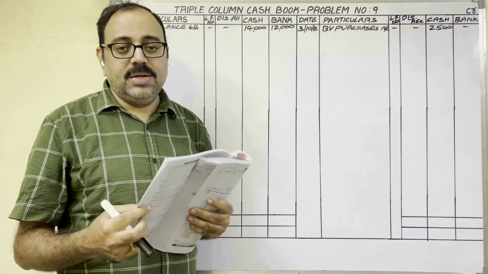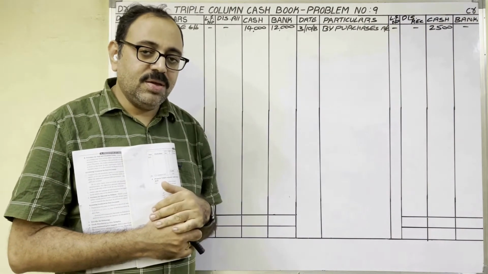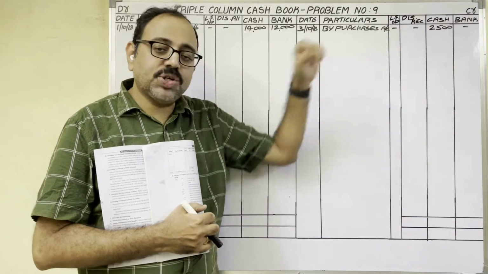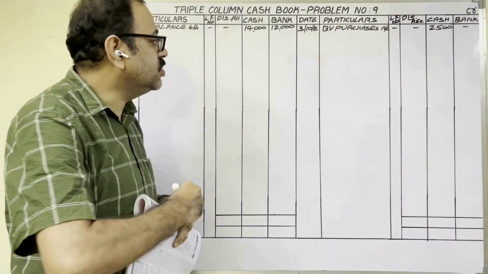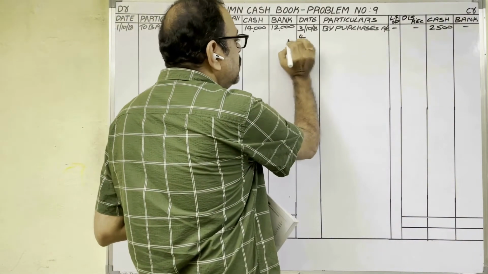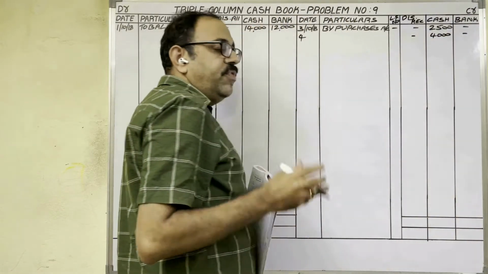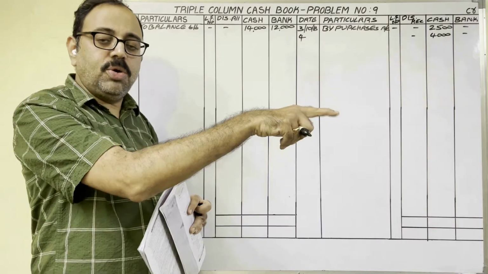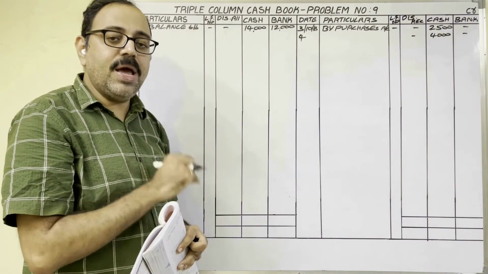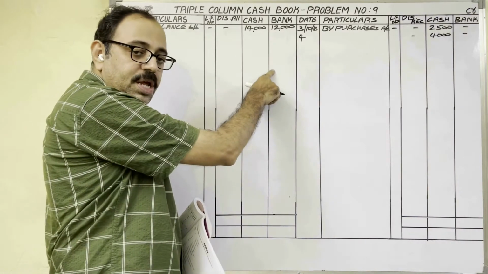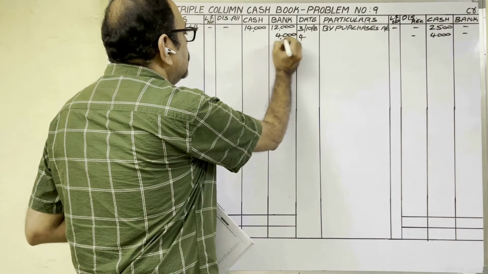Paid into bank. So firm is paying cash into bank. From the firm cash is going. When cash is going, credit side cash column it appears now. So date is 4, amount is 4000 rupees. Fourth date in cash column 4000 rupees. Then we are depositing money into bank. So because of this transaction, our bank balance increases. When bank balance increases, debit side bank column it appears. So here also write down 4000 rupees.